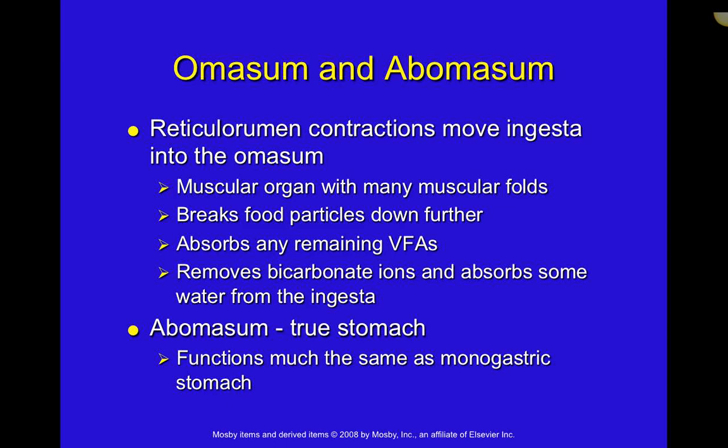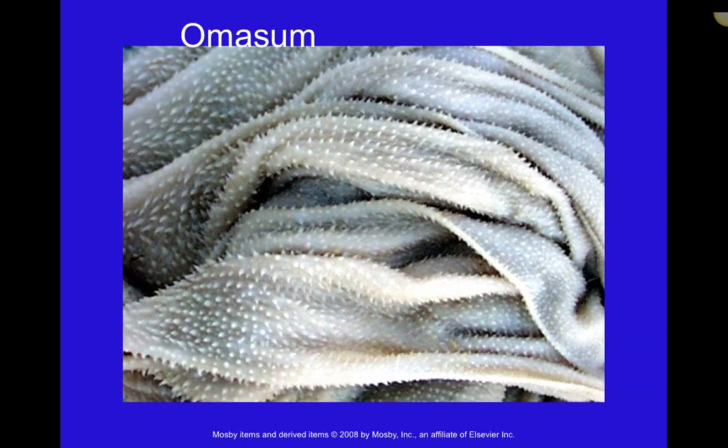The abomasum and the omasum: the reticuloruminal contractions move ingesta into the omasum, and it's a muscular organ with many muscular folds. It breaks food particles down further, and it absorbs any remaining volatile fatty acids. It also removes the bicarbonate ions and absorbs some of the water from the ingesta. The abomasum, as I mentioned before, is the true stomach, and it functions more or less the same as a monogastric stomach.